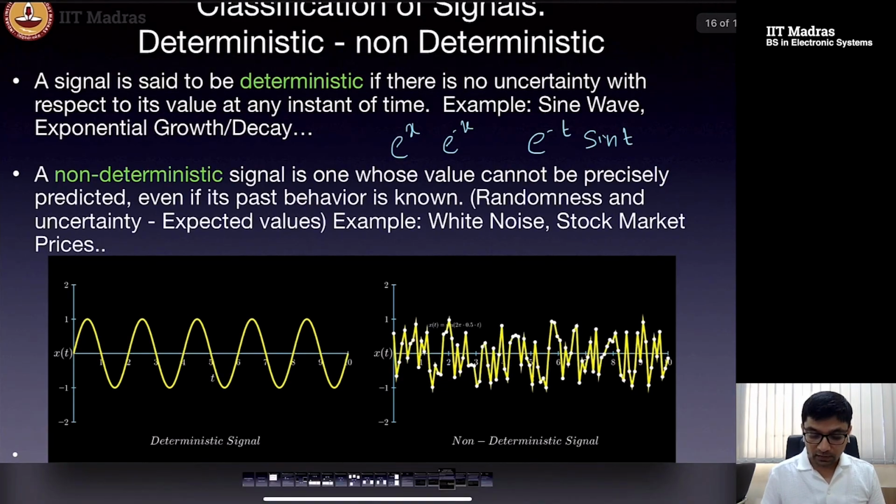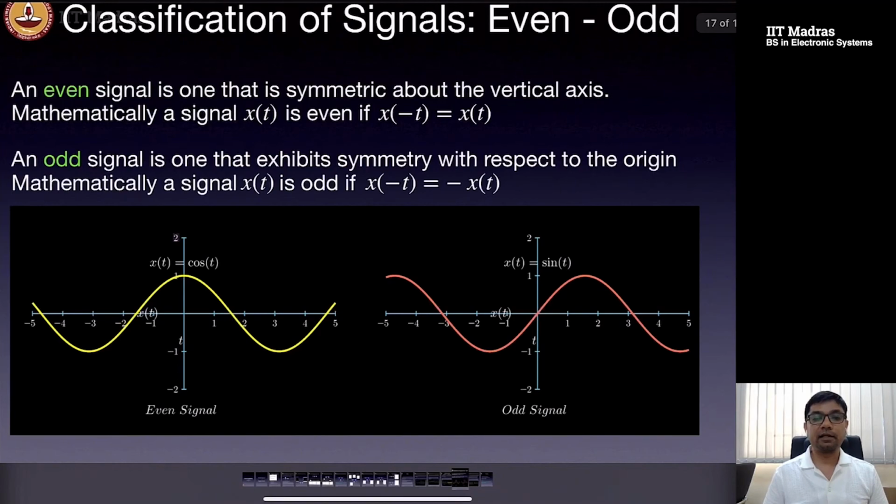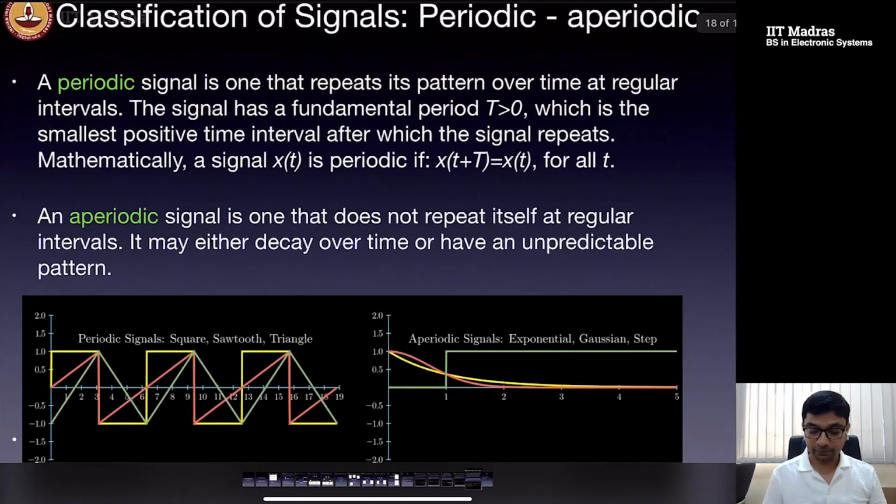Okay. The next classification of signals is even and odd signals. Again, this we do as early as from our school days. An even signal is one that is symmetric about the vertical axis. Mathematically, it would mean that x of minus t is simply x of t. An odd signal is symmetric about the origin, like that's the geometry of looking at it. Mathematically, it would mean that x of minus t is just the negative of x of t.